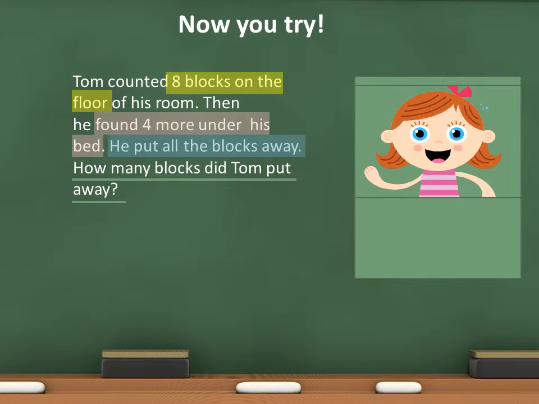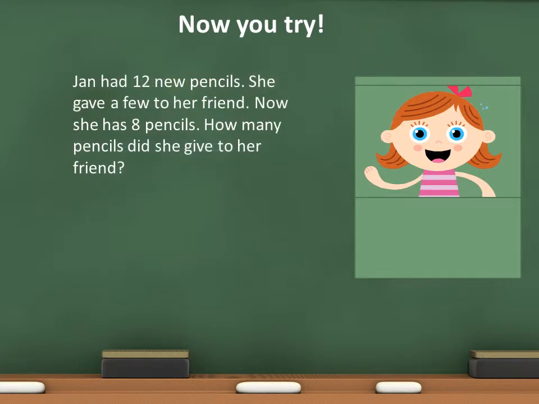Good job. Let's turn the question into a sentence now. Think about this a minute. All the information you found and the question. What should the sentence look like? If you said, Tom put blank blocks away, then you got it. Good job.